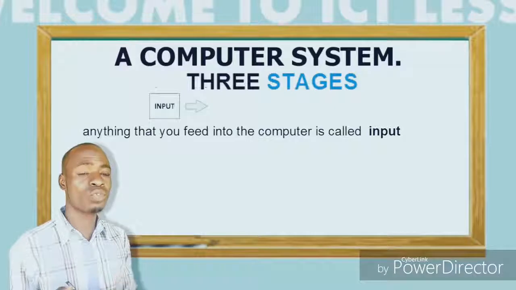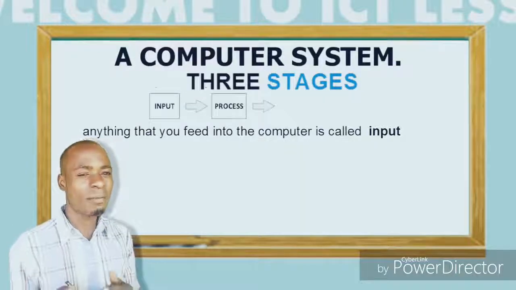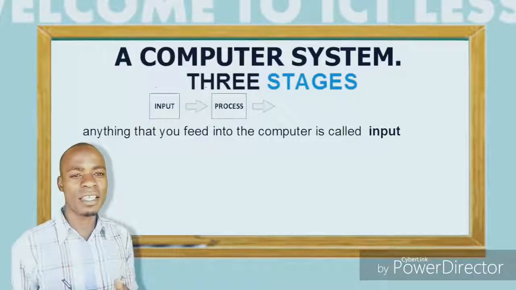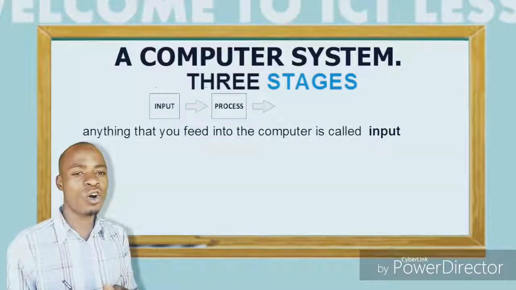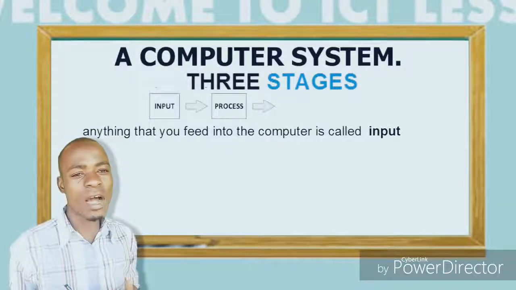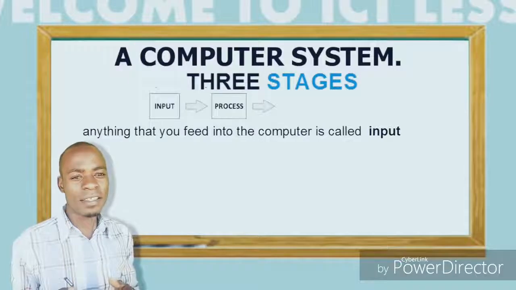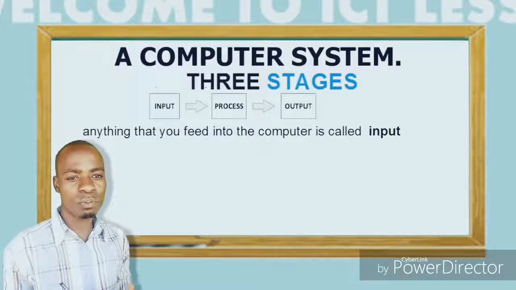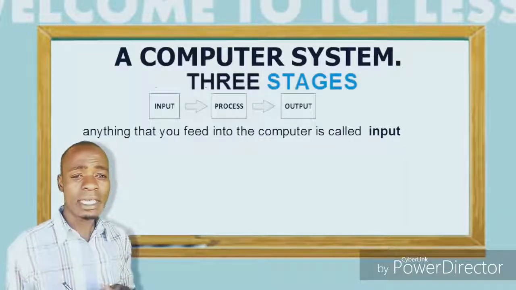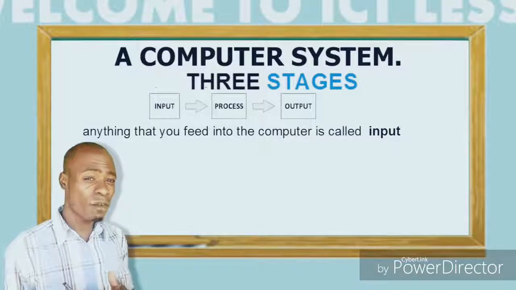Then the computer is going to process it. Processing is something that we cannot see. Only the computer knows how it does it. Then lastly is output. Output can be in many forms.